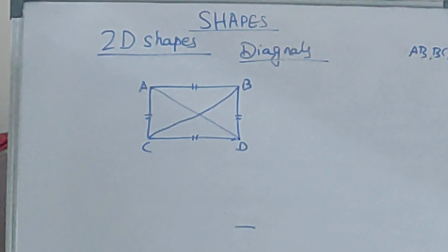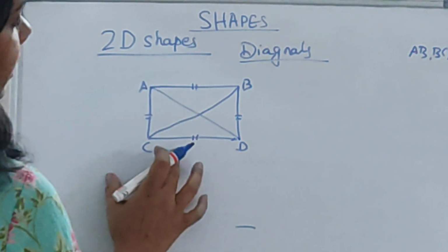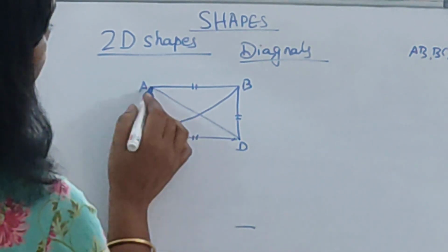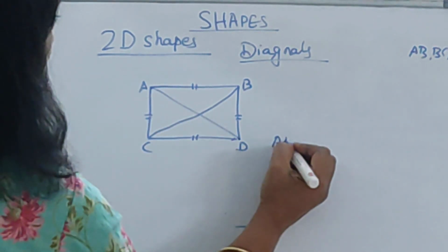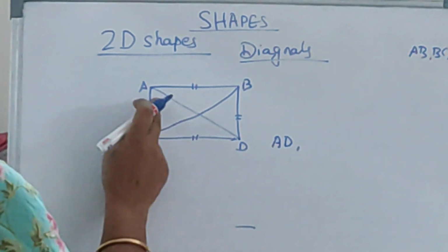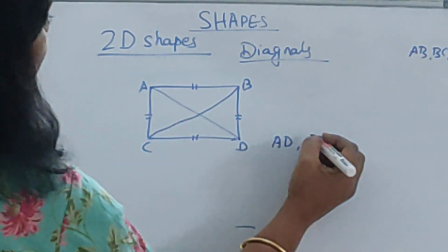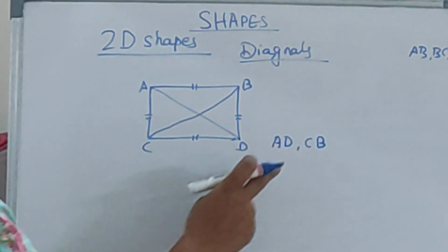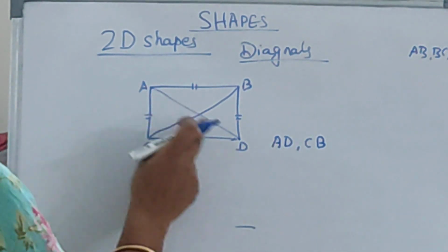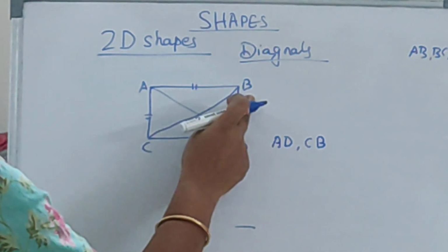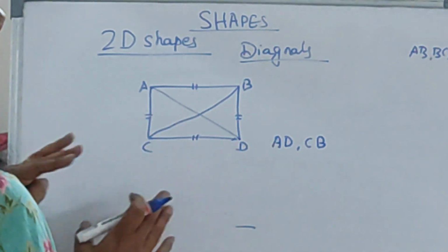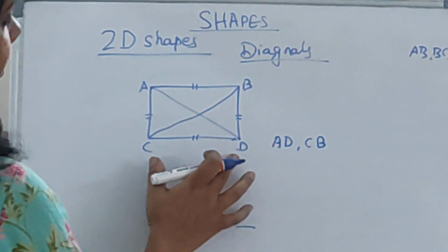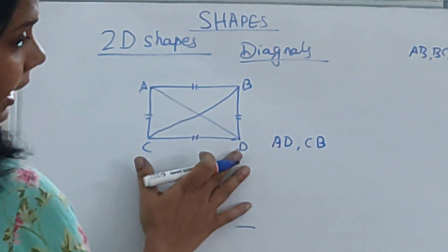So in a rectangle, a 2D shape, how many diagonals are there? See, AD, one diagonal, write down here AD, one diagonal, and CB, second diagonal. So how many diagonals are there? Two diagonals are there. These are AD and CB. Now what is a diagonal? A diagonal is a slanting line which connects two opposite vertices. So these are called the diagonals.